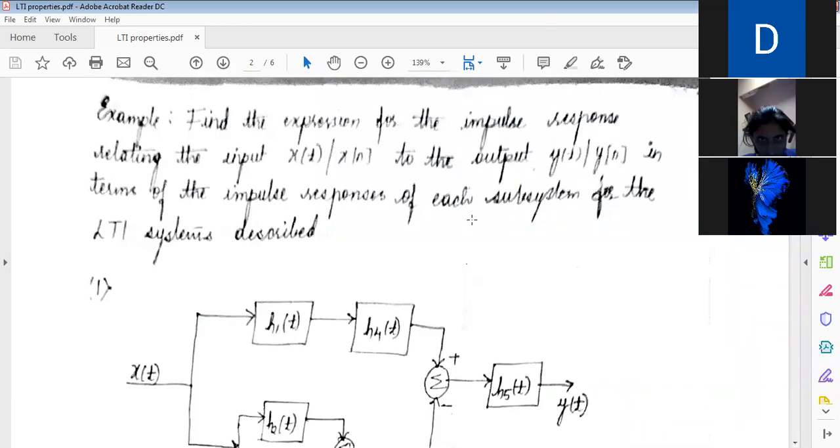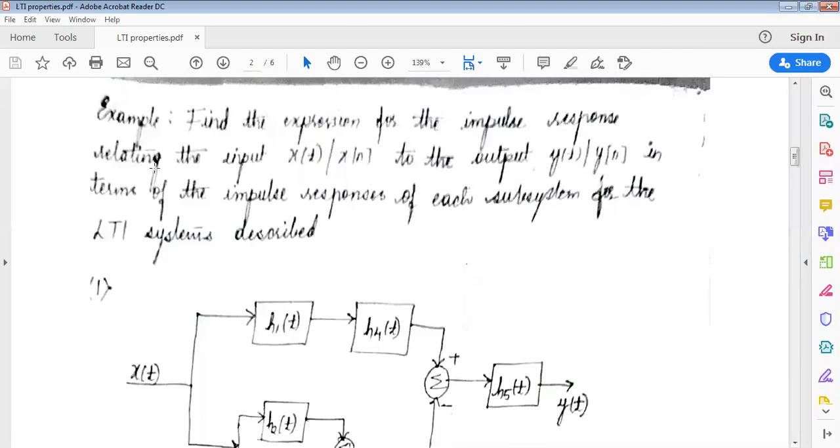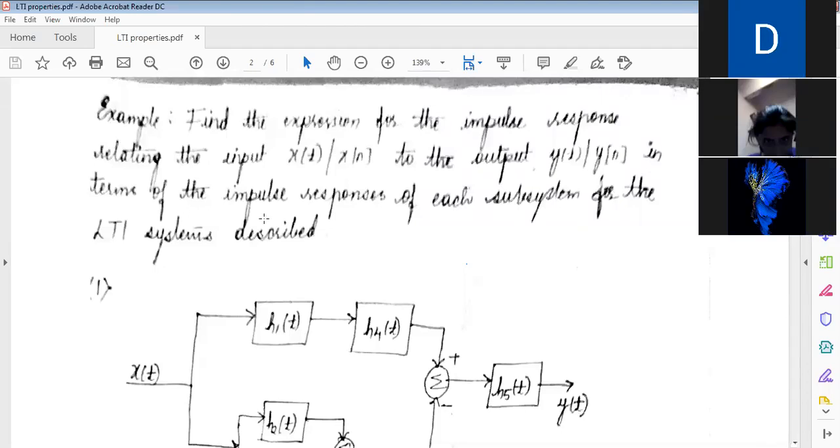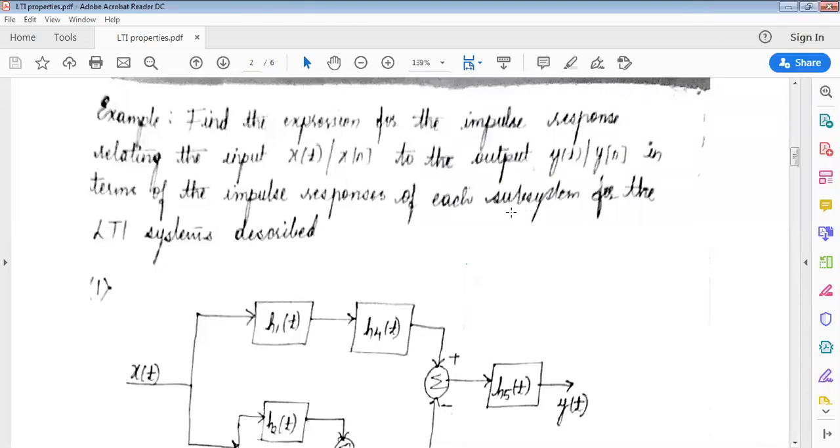Here you have to find the expression for the impulse response relating the input, which can be either x of t or x of n, so it can be a discrete time system or a continuous time system, to the output y of t or y of n, in terms of the impulse responses of each subsystem for the following LTI systems described. I have taken two examples here. The first example is this.